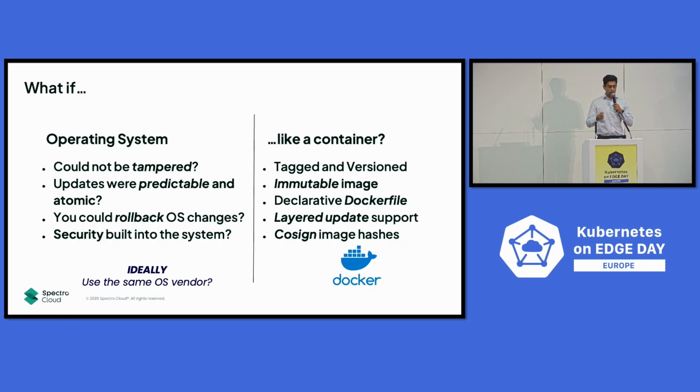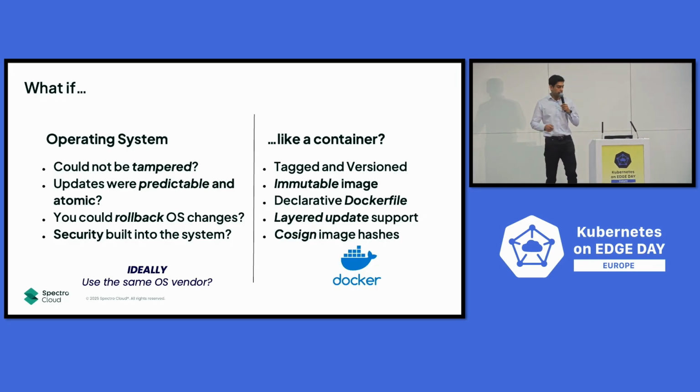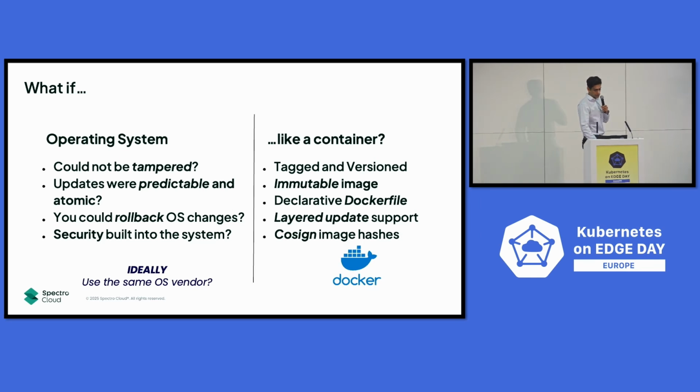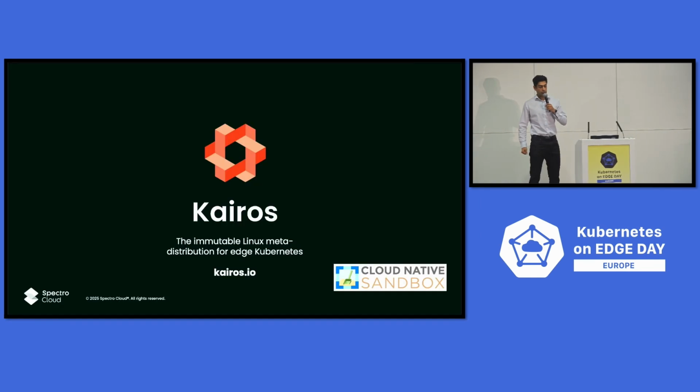So wouldn't it be cool if your operating system could behave exactly like a container image? Being immutable, having the ability to be declaratively defined in a Dockerfile or a configuration file, support image signatures, hashing, cosigns, and a bunch of other capabilities with that. Well, this is exactly what we have built with our open source project Kairos.